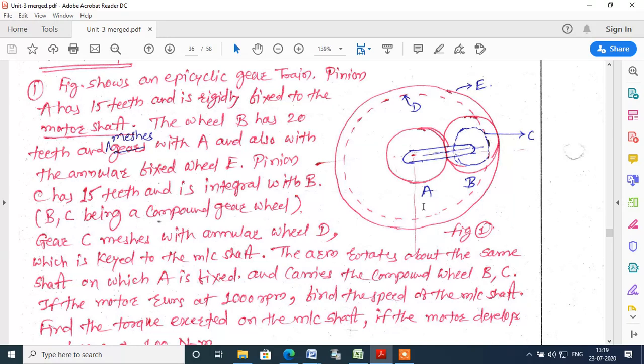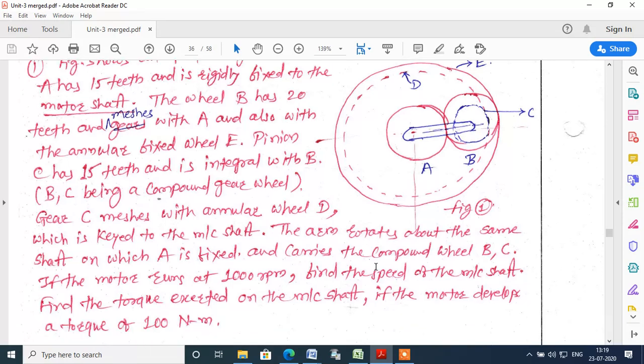Such a type of problem definitely comes in the exam. You write down the problem. Very good problem, very interesting problem. Here we have to find the speed of the machine shaft, that means the shaft on which D is mounted, and the torque exerted on the machine shaft if the motor develops a torque of 100 Newton meter.